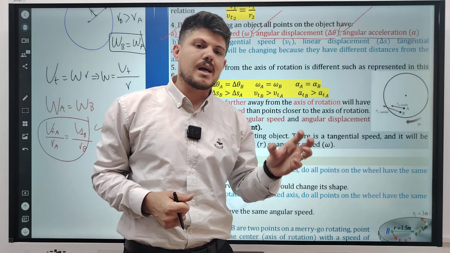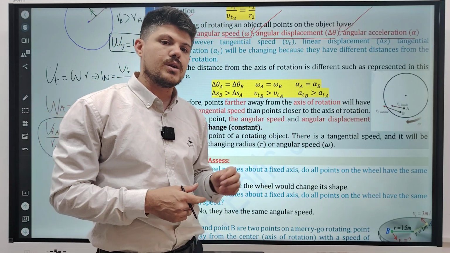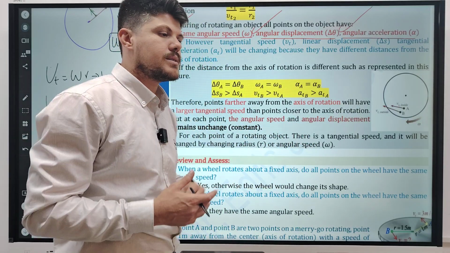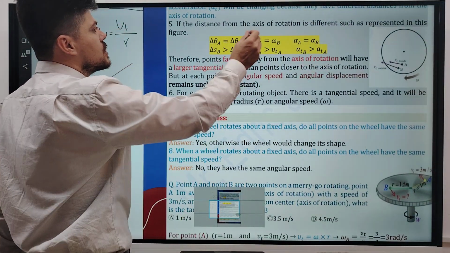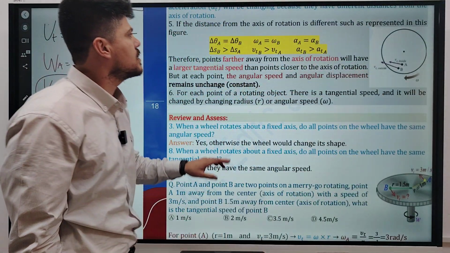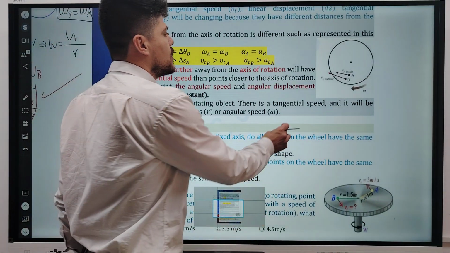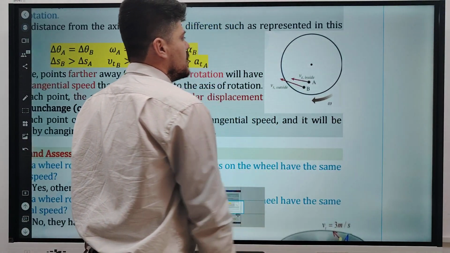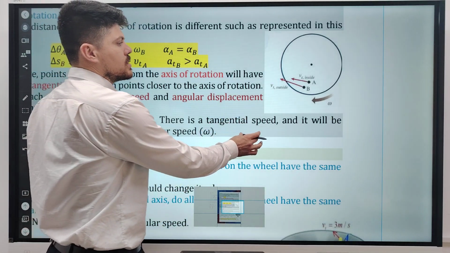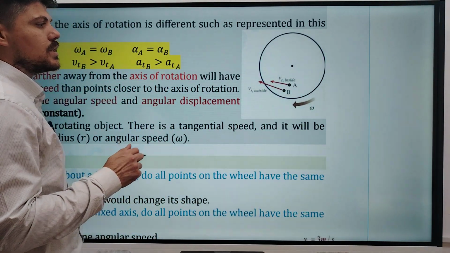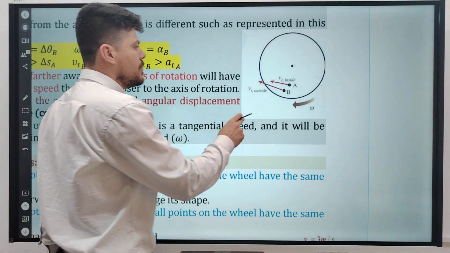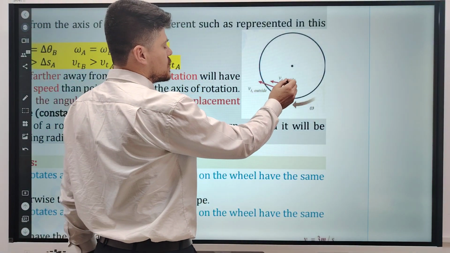The points that are close to the axis of rotation have less tangential speed. If the distance from the axis of rotation is different, as represented in this figure, look at this figure, it is very important. How many points do we have? We have 2 points. This figure has been brought in the Wizari exam. Be careful, this is a very good question.